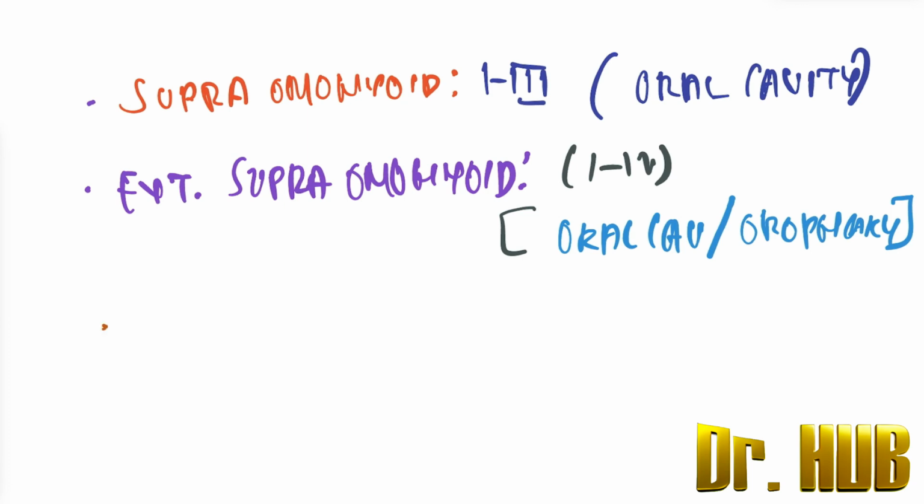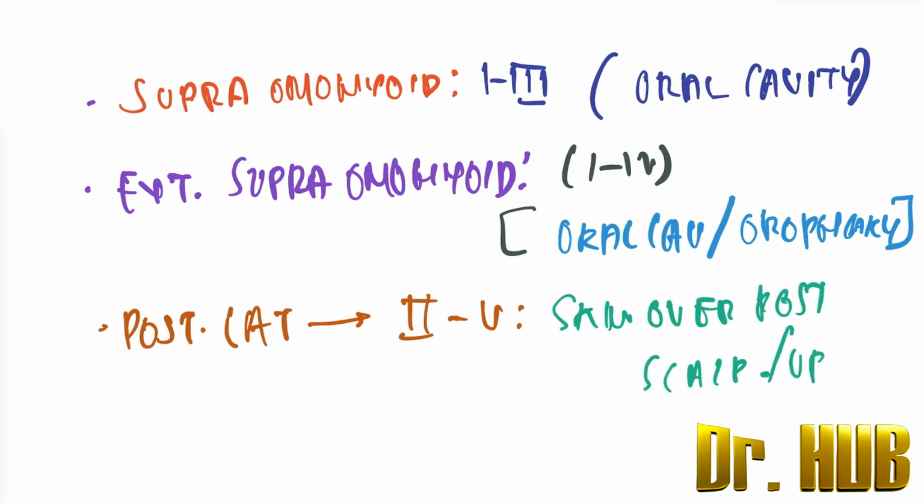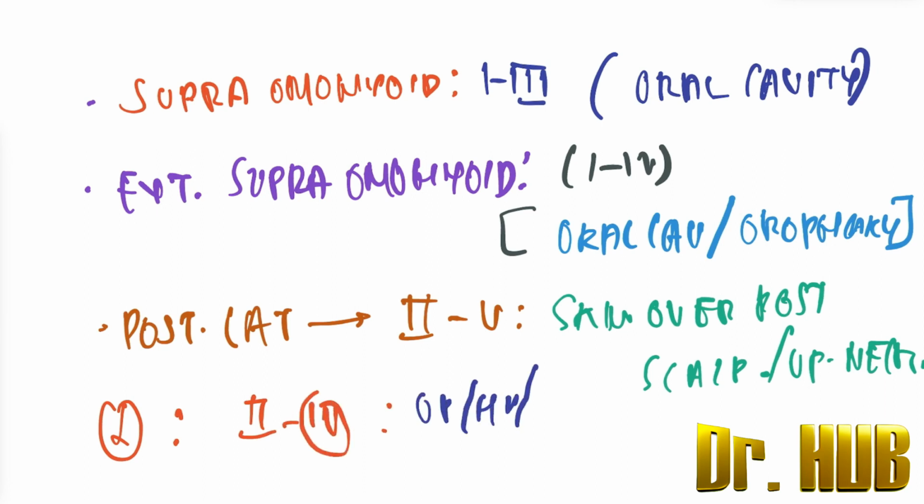Then comes the posterolateral. The posterolateral is 2 to 5, and the primary site of cancer is the skin over the posterior scalp and also the upper neck. Then the lateral is the 2 to 4 lymph nodes, and it involves the oropharynx, the hypopharynx as well as the larynx.